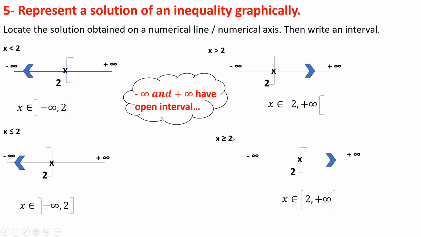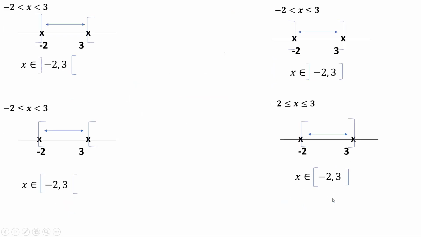Now x greater than or equal to: I also draw the number line, negative infinity, positive infinity. I write my solution. It's closed on the 2 since I have greater than or equal. Going towards the positive infinity, since it's greater than 2, it can be 3, 4, 5, 6, etc. And on the plus infinity, it's open.